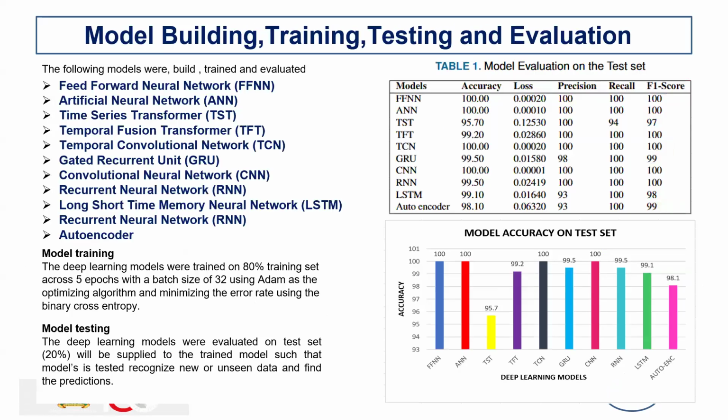Model building, training, and evaluation. So 10 deep learning models were built, and it is visualized from this graph that the best performing models are 4, that is feed-forward neural network, TCN, and CNN, after performing a split of 80 to 20 for training and testing respectively.